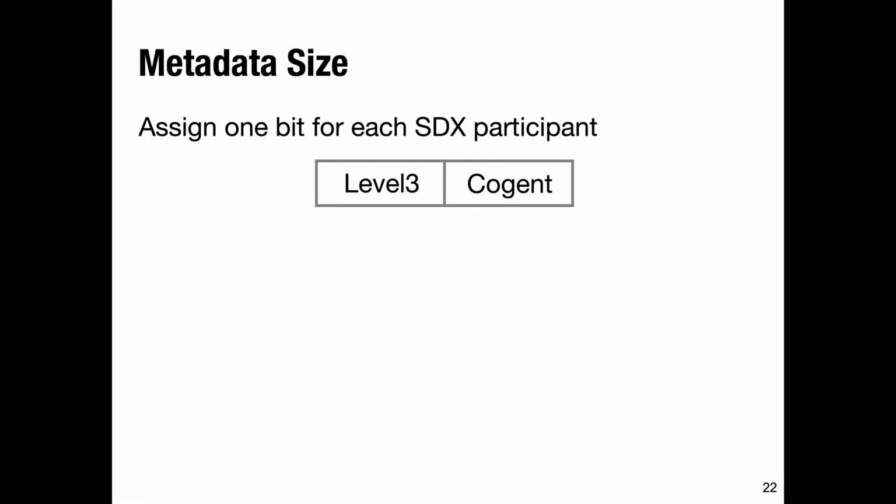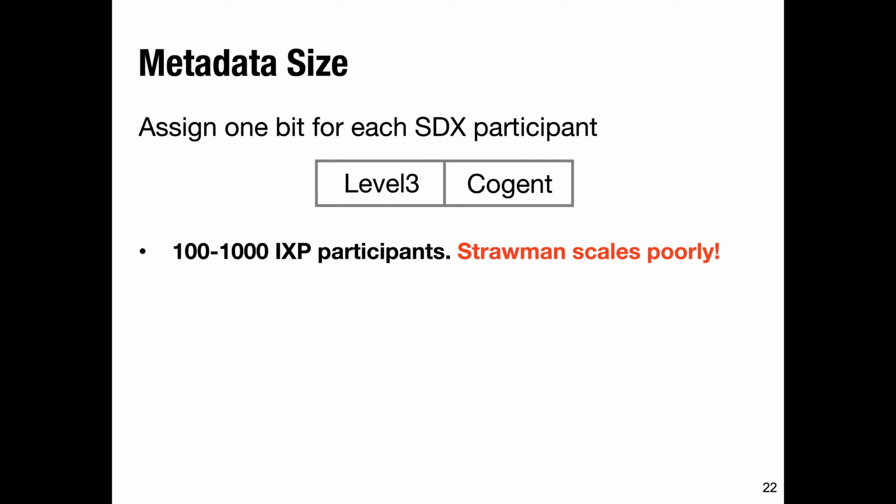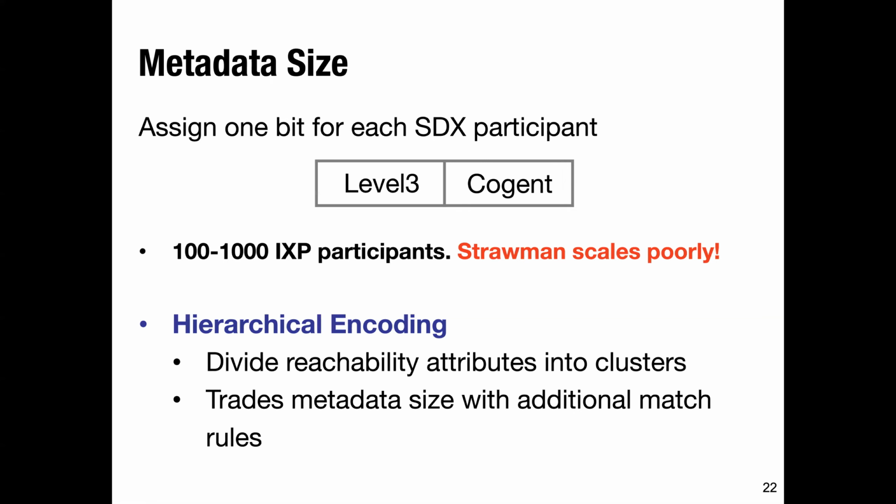But the metadata size can be a problem. If there are hundreds of participants, then you will require hundreds of bits of metadata to be added to the packet. And if you're adding hundreds of bits to a 1400-bit packet, then you are adding a significant overhead to enable such an approach, right? So as a result, this type of strawman scales really poorly if you have hundreds or thousands of IXP participants.